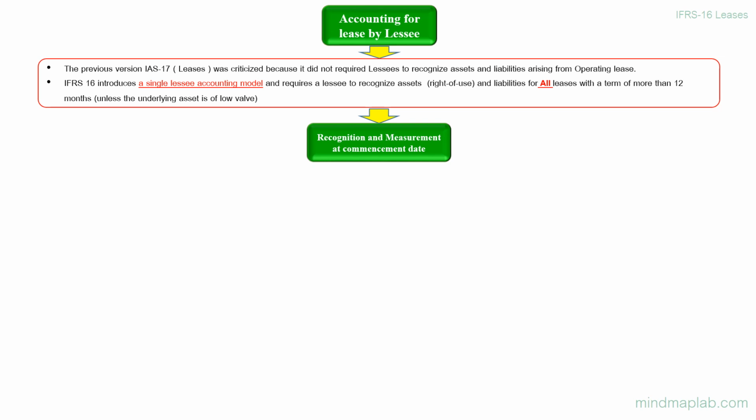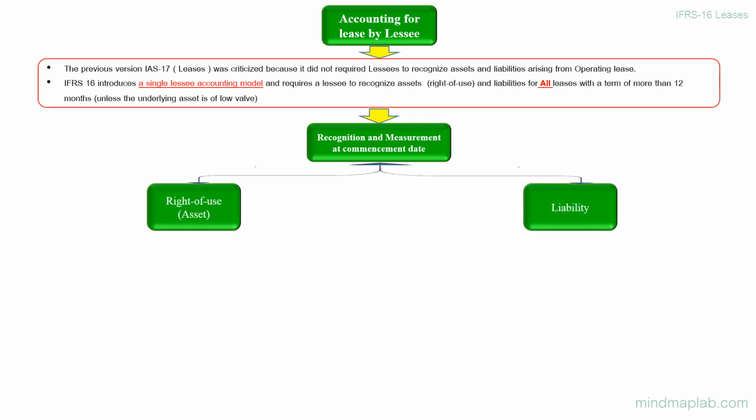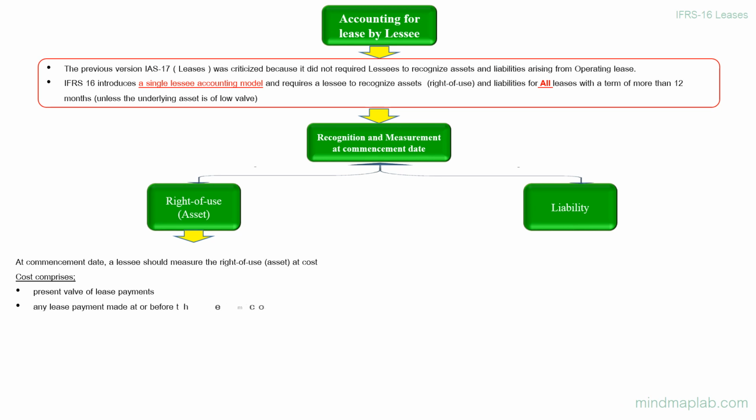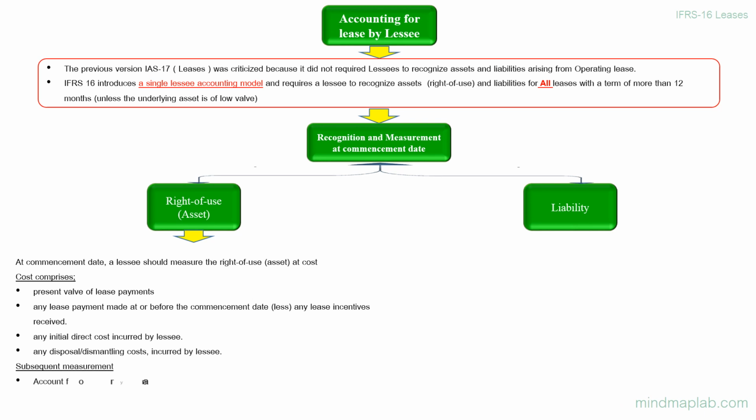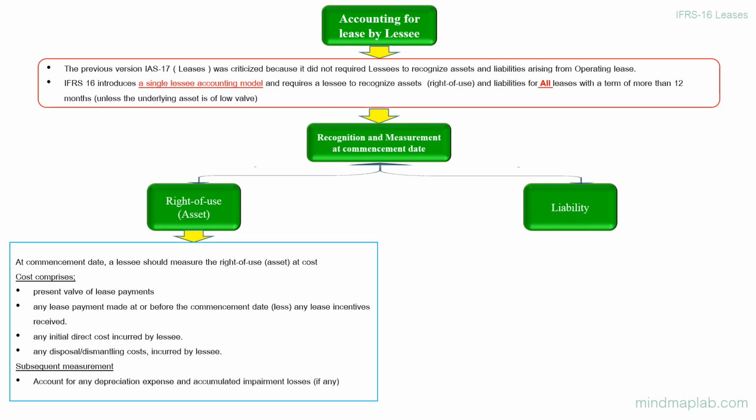At commencement date the lessee shall record right of use asset and liability. Right of use. At commencement date, a lessee should measure the right of use asset at cost. Cost comprises present value of lease payments, any lease payment made at or before the commencement date, less any lease incentives received, any initial direct cost incurred by lessee, any disposal, dismantling costs incurred by lessee. Subsequent measurement. Account for any depreciation expense and accumulated impairment losses.